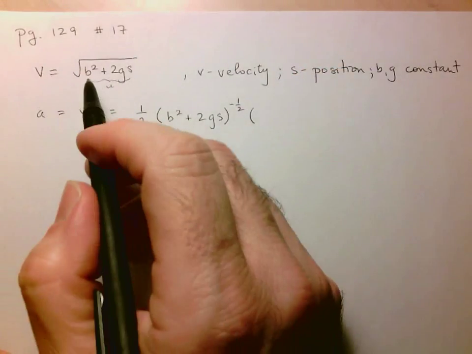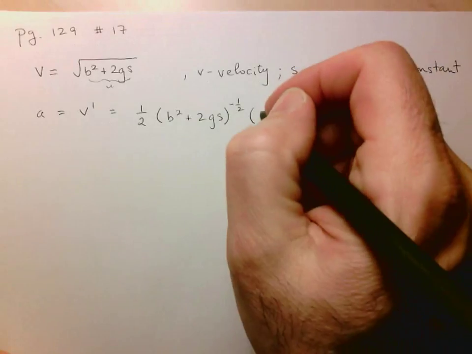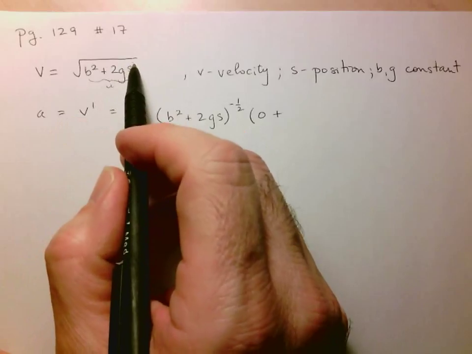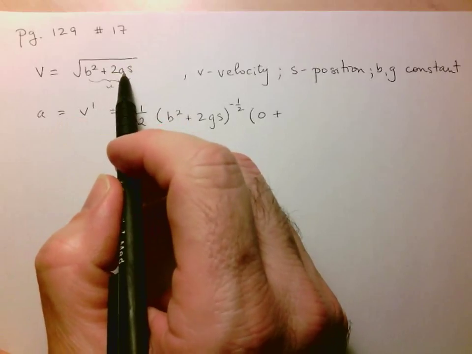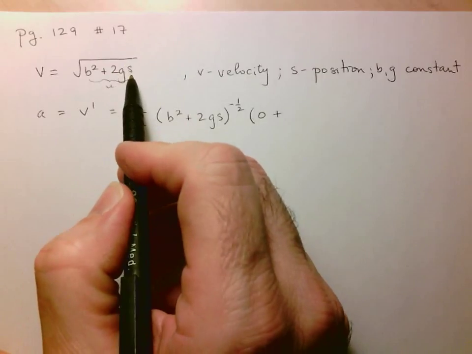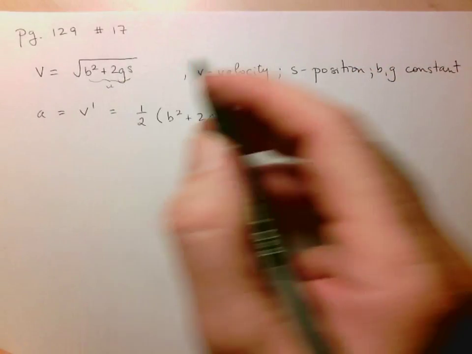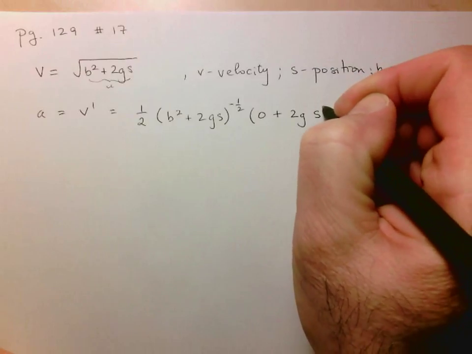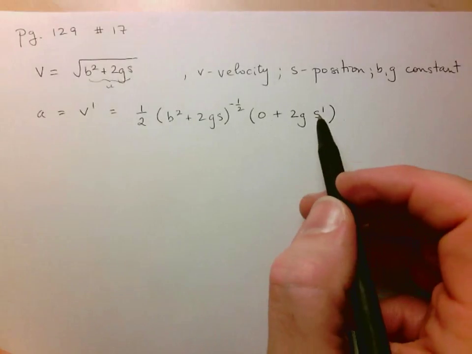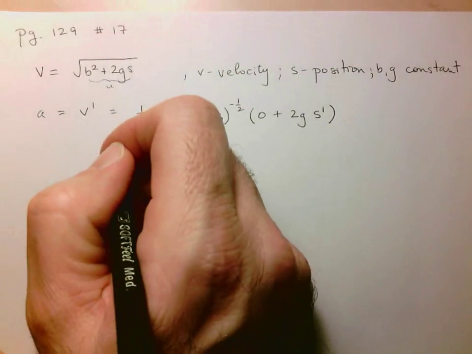So let's do that here. The derivative of b squared, well remember b is just a constant, just a number, so that's going to be 0. Plus, I have 2g times s. Now s is a function of t, but 2g is just a constant. So I'm going to do the constant times the derivative of the function. So I have 2g as my constant, and now this is going to be the derivative of s with respect to t. We don't know what that function is, so I'm just going to leave it as s prime, representing the derivative of s with respect to t.